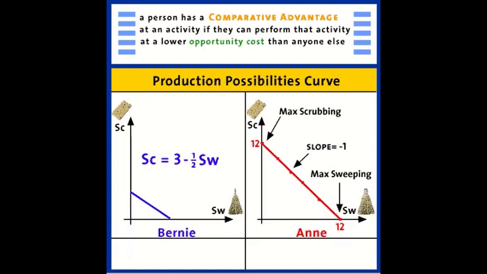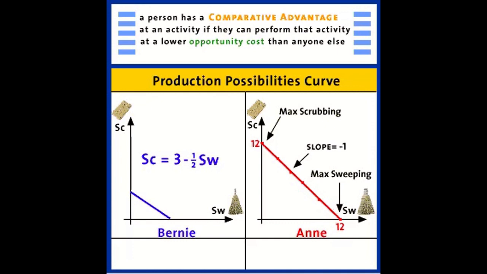Now, one more thing to do before we start talking about comparative advantage. And that is, suppose Bernie and Ann were working independently of one another. What kind of outcome could they expect? Well, here's Ann's production possibilities frontier. The formula is the amount of scrubbing she can do is equal to 12 rooms worth of scrubbing minus the number of rooms that she sweeps.